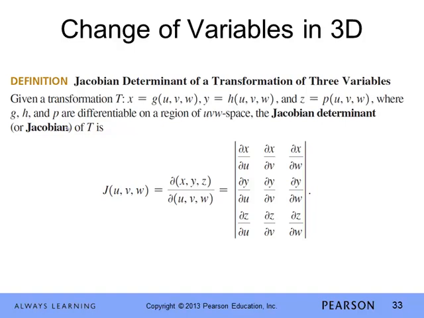So remember that to go from x, y, z to rho, phi, theta in spherical, z is equal to rho cosine phi, and x is equal to rho sine phi cosine theta, and y is equal to rho sine phi sine theta. So what I want you to do is to calculate the Jacobian.